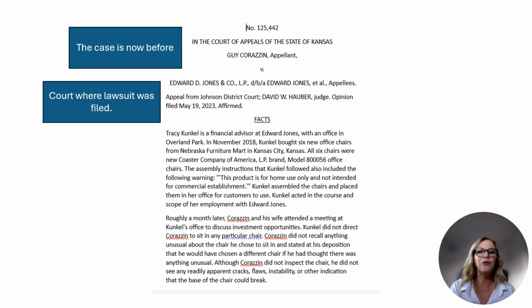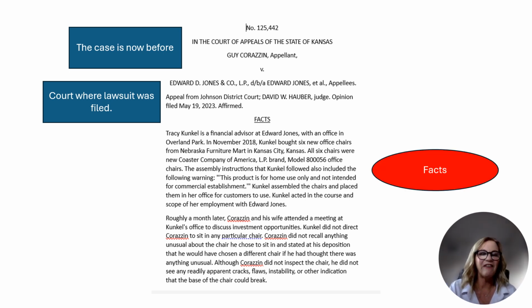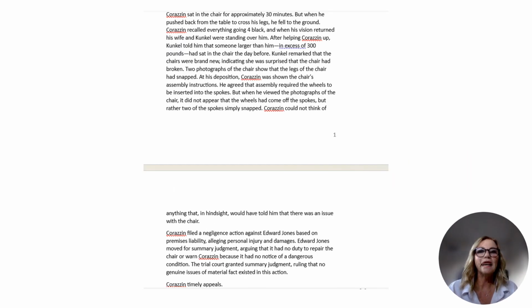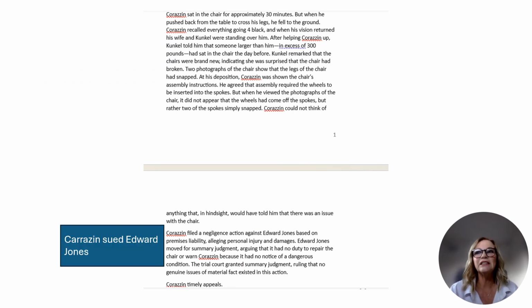So then I'm going to read through and I'm going to see we have some facts here, right? We have the facts that Corrazin went to Edward Jones, and in a nutshell, he fell, the chair broke, he sustained harm, and he's saying that Edward Jones had a duty to them. And what was the duty? We will find out in the facts that the duty was basically to say, hey, you need to let me know that this chair was not for this use, okay?